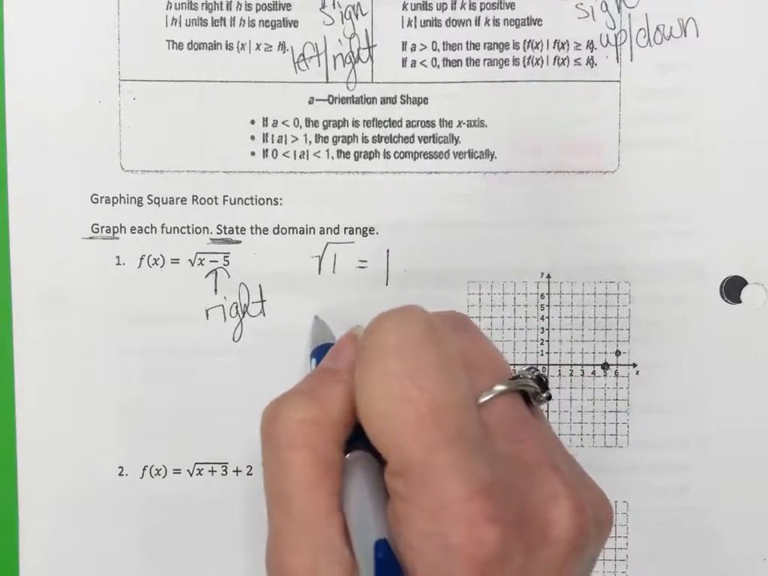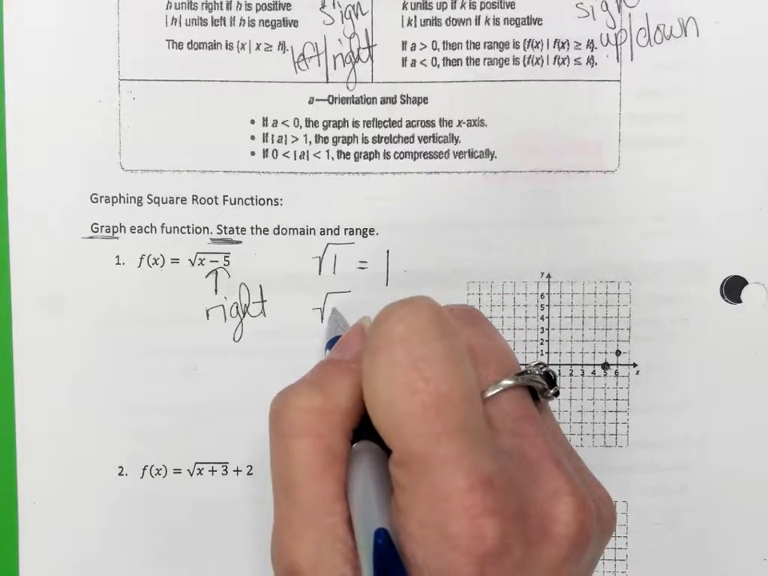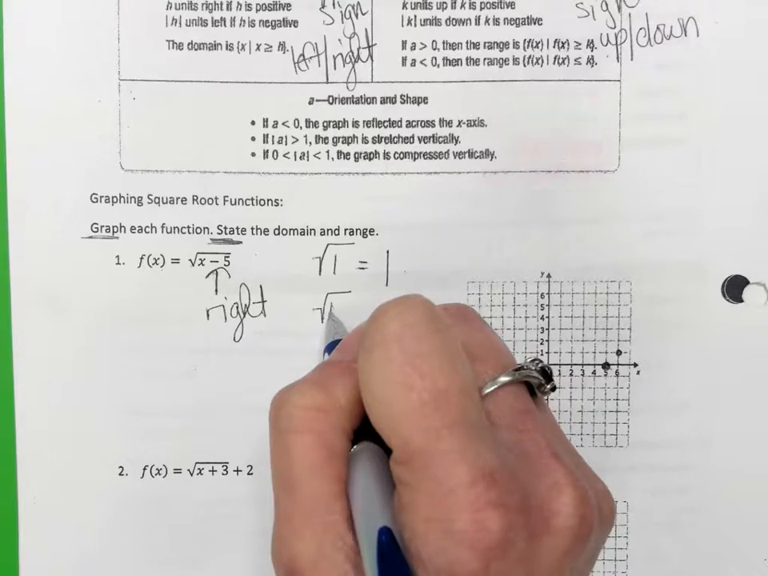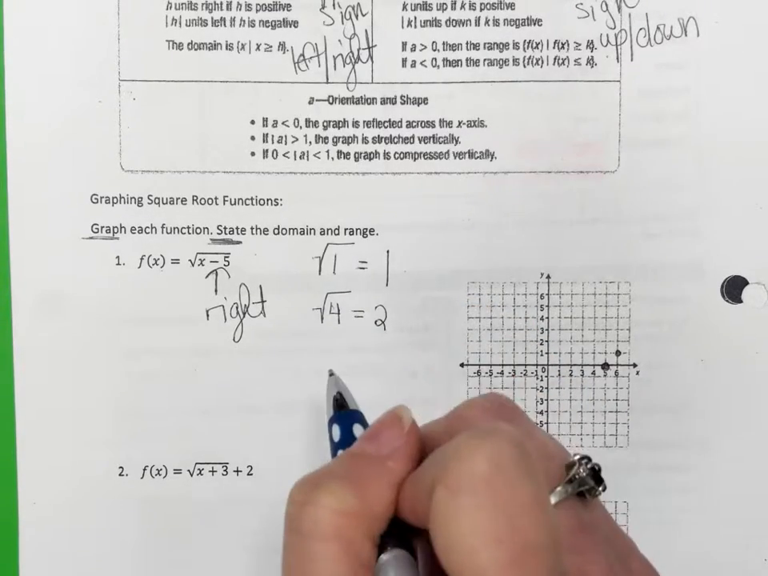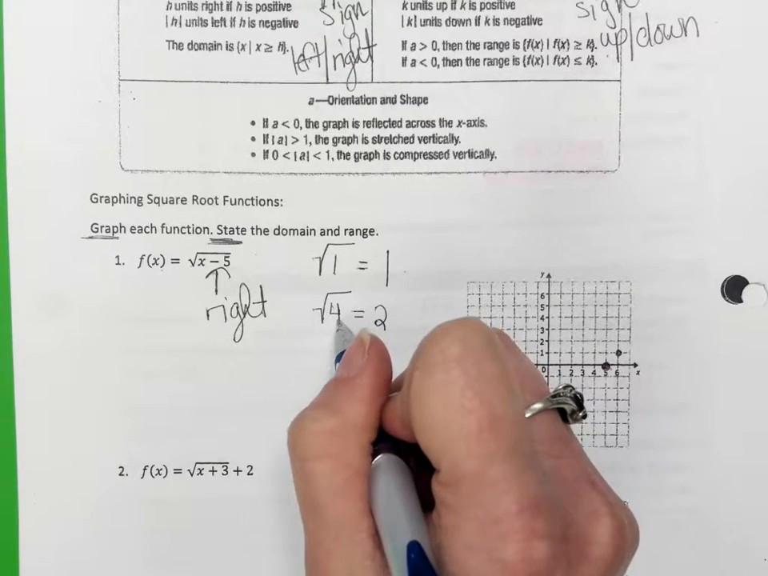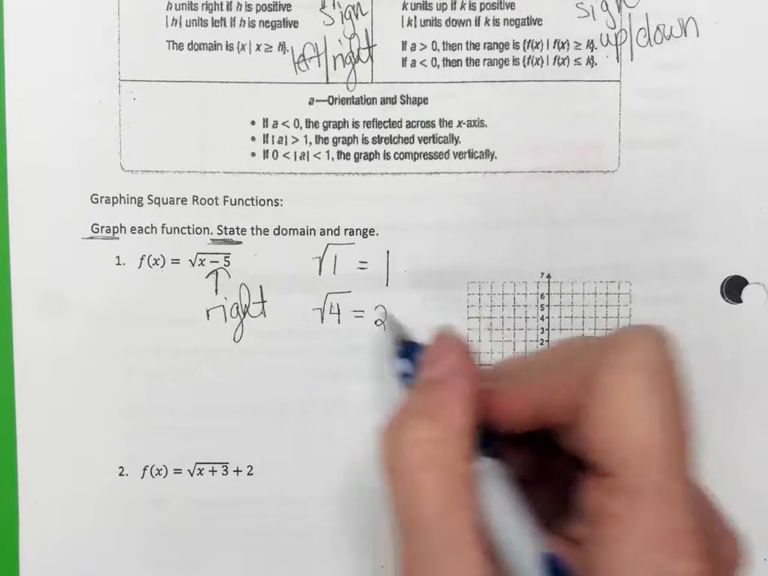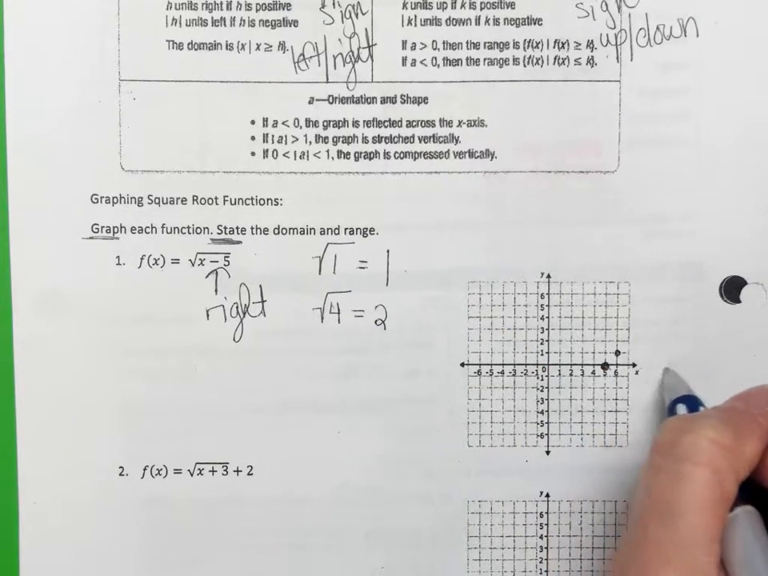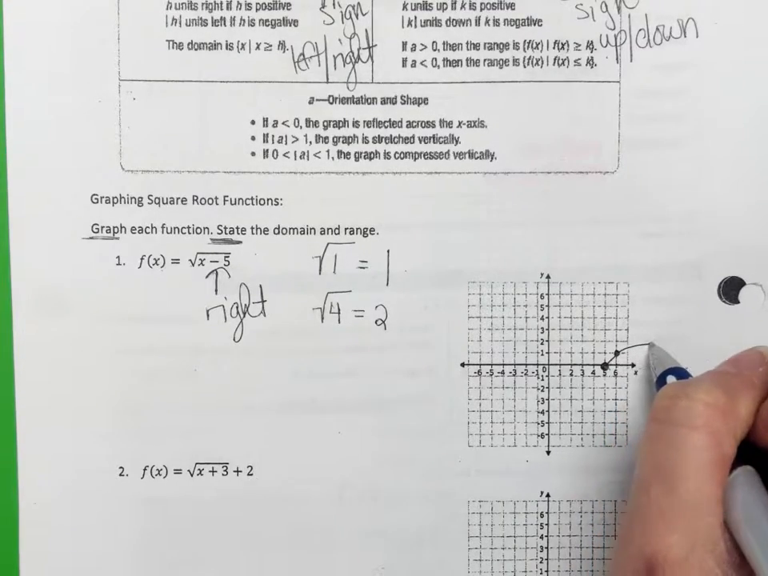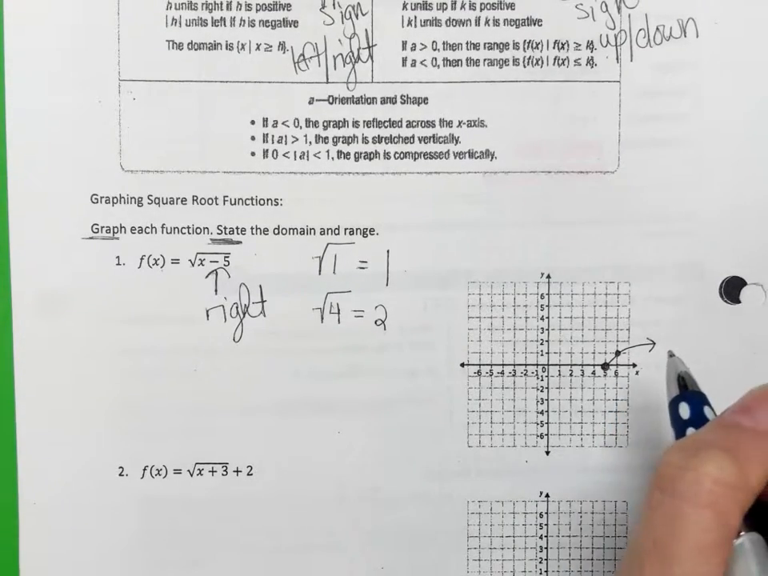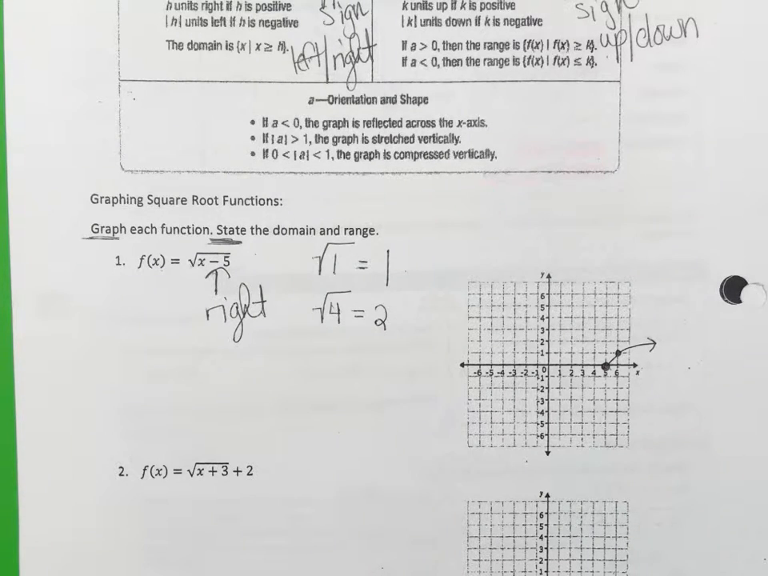All right, what's the next perfect square? 4. And the square root of 4 is 2. There you go. I know that's what you meant. So now you're going to go over 4, but I don't have enough room, right? So we'll just keep it like this for right now. It's a tiny little graph.